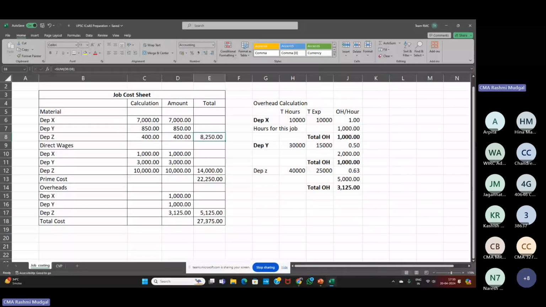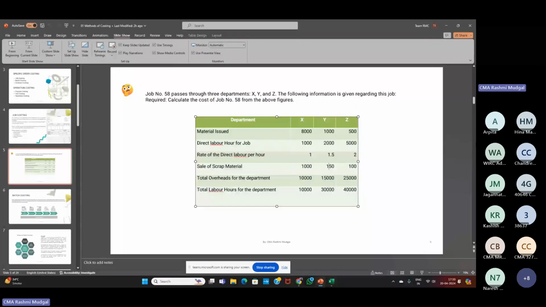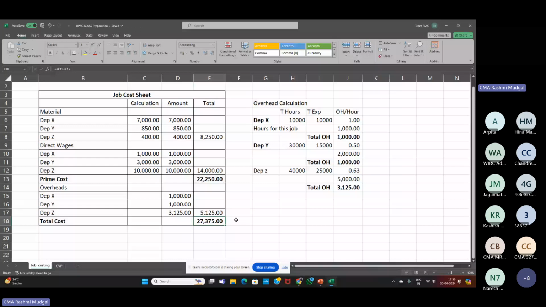As we calculate the direct material and direct wages, we can get our prime cost by this. Adding the overheads, we got the total cost of the job as 27,375. So here I can see job number 58 has a cost of production as per job costing of 27,375. Are there any questions in this problem?